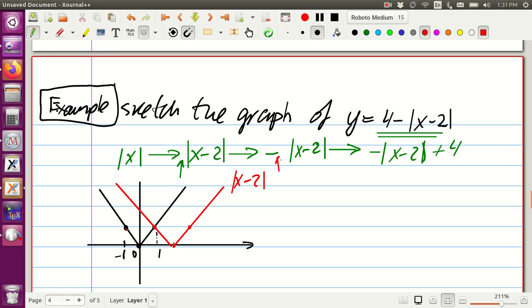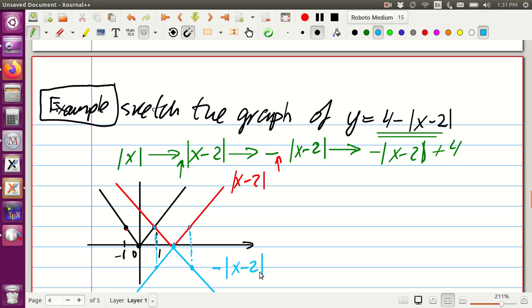Then we want to introduce minus in front of the whole function. That means it's a reflection across the x-axis. So basically, this point will stay, this point will be mirror reflected down, and this point will be mirror reflected down, and this would be our graph, which is negative absolute value of x minus 2.